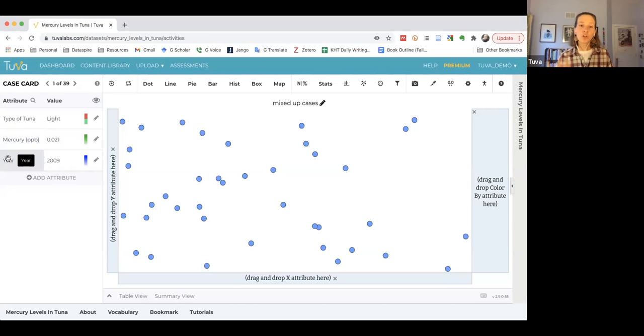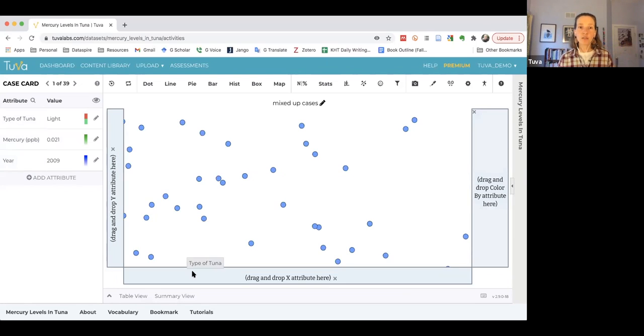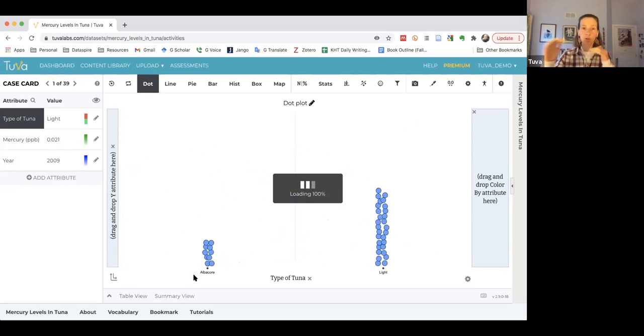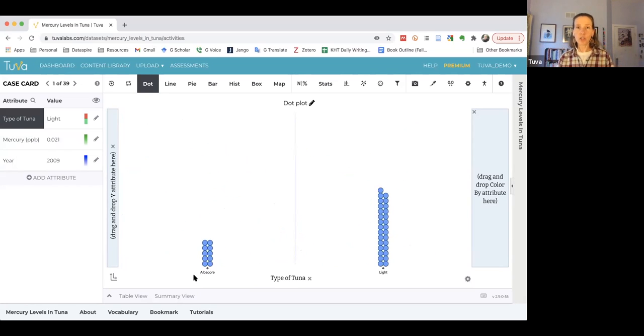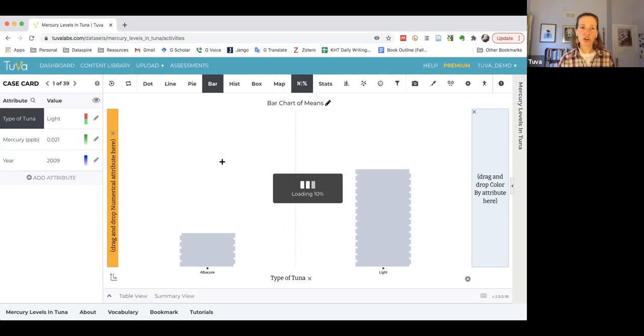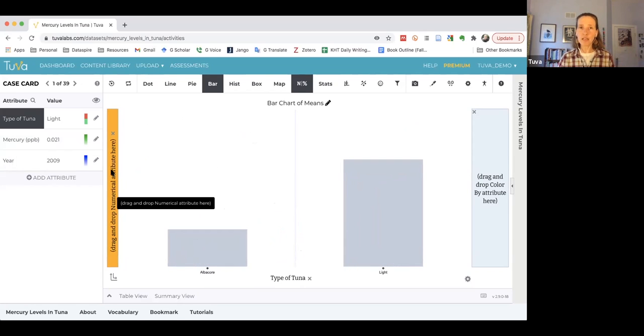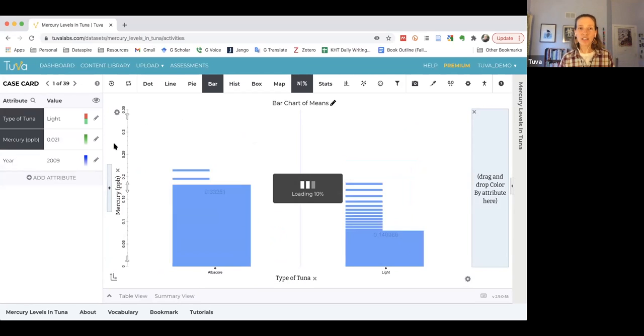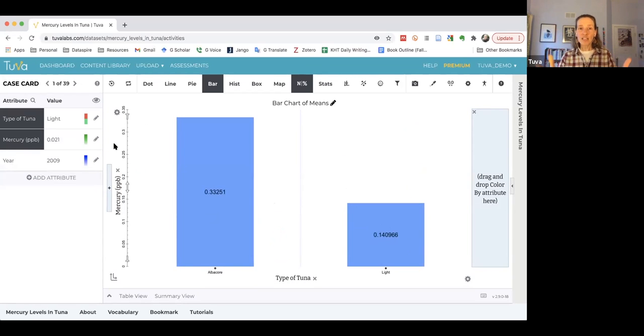And so we're trying to figure out, do the data support that claim that albacore and light tuna have similar levels of mercury? So these are our types of tuna. We can look at it. Okay, that's kind of funny. So let's get a look at our bar chart of means. Oh, right. But to have a mean, we need a numerical variable, right? So let's drag our mercury to our x-axis. And here we have our bar chart of our average amount of mercury in albacore and in light tuna.